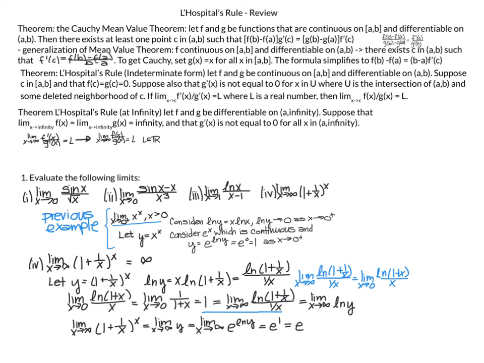So going back to my original problem, the limit as x approaches infinity of 1 plus 1 over x raised to the x, that's the limit as x approaches infinity of y, because this is how I chose my value of y, which is equal to the limit as x approaches infinity of e to the natural log of y. And here I have the limit of natural log of y as x approaches infinity is equal to 1. So this is going to become the limit of e to the 1, which is just equal to e, and that is my final answer.